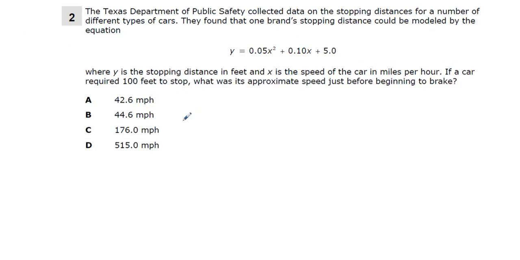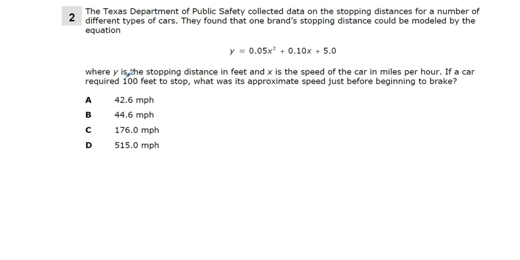Next, problem 2. The Texas Department of Public Safety collected data on stopping distance for a number of different types of cars. They found that one brand's stopping distance could be modeled by the equation y equals 0.05x squared plus 0.1x plus 5, where y is the stopping distance in feet.